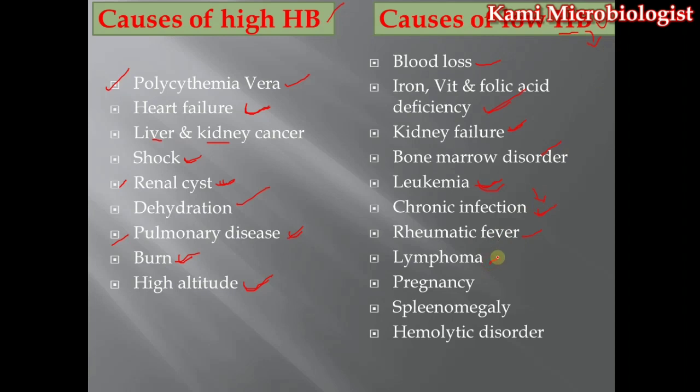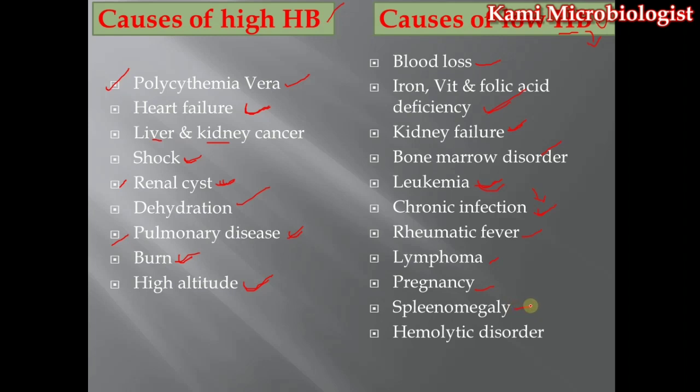Then we have lymphoma, which is actually a lymphatic cancer, or lymph node cancer, that can secrete a high number of irregular WBC. Pregnancy can also cause a low level of hemoglobin. Why? Because in this case iron is deficient. Although the red blood cells are increased, the iron is deficient. Due to this, the hemoglobin concentration decreases.